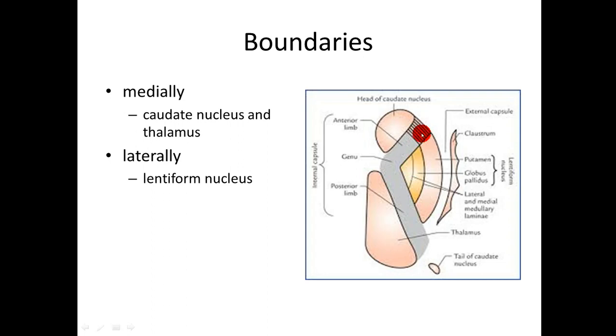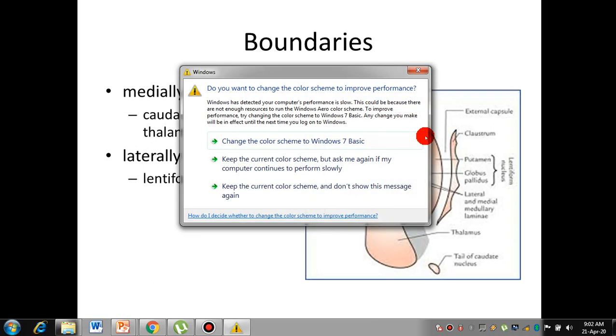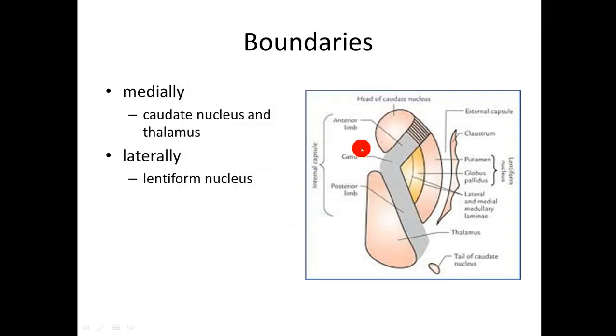You can see here the head of the caudate nucleus and the putamen are connected through the internal capsule like this. These are the fibers which connect the head of the caudate nucleus and the putamen. Because of this striated pattern, the name given to the basal ganglia is corpus striatum. They have a striated appearance because of these fibers connecting the caudate nucleus and the putamen. So medially we have the caudate nucleus head and the thalamus, and laterally we have the lentiform nucleus.